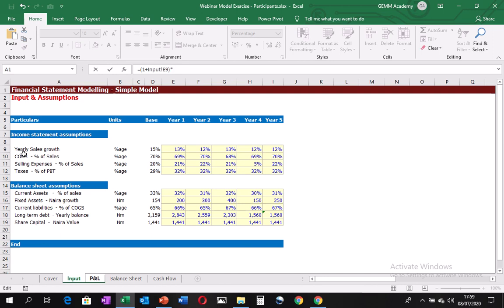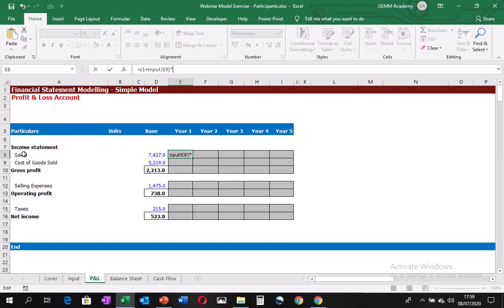So I move back to the P&L by using control page down. So we'll move to the base year. So I'm applying the base year now. So you can see 7427 is the base year sales. So year 1 sales is growing from this base year sales of 7427 by 13%. That's why we are adding 1 plus 13%, which is going to give us 1.13 or 113% times the base year sales. So that's how to actually apply your forecast assumptions. All right. So that has been gotten for sales.